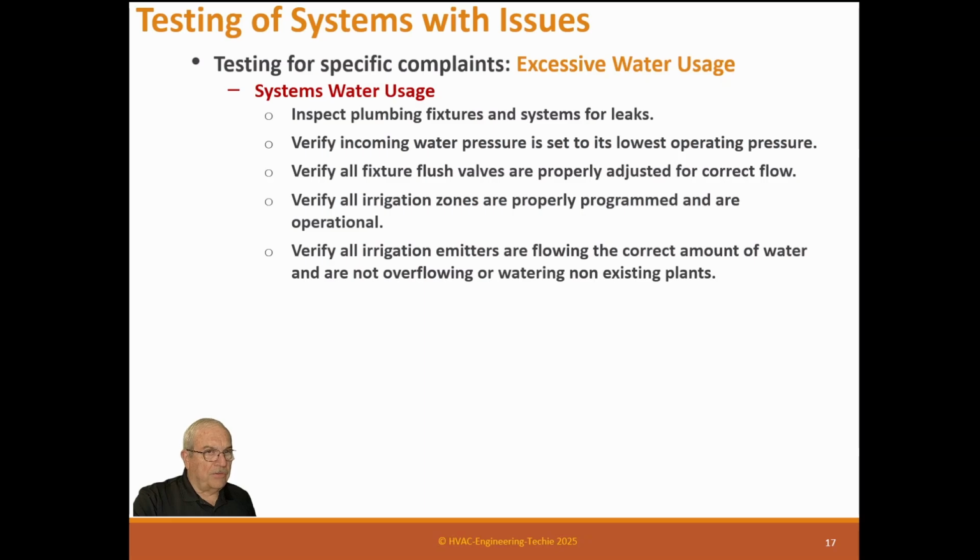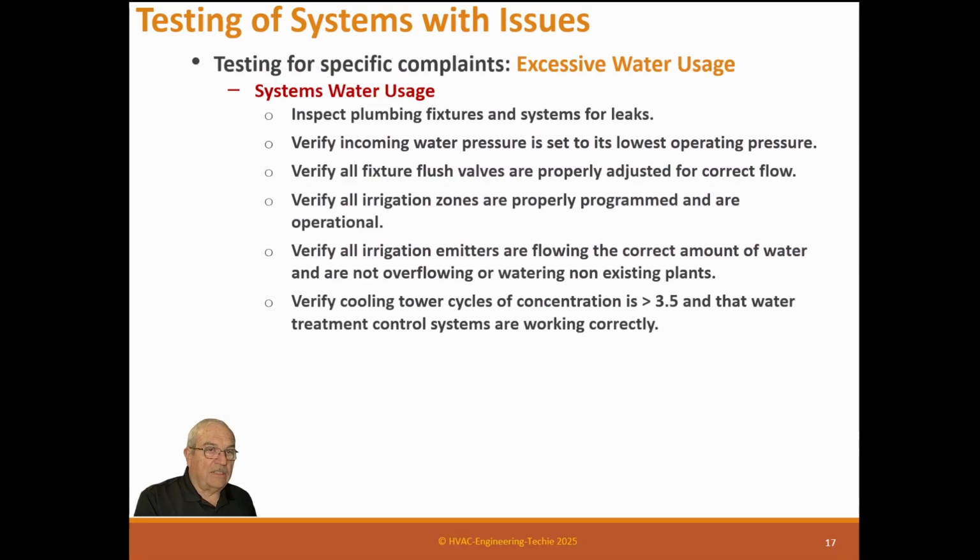Verify all irrigation emitters are flowing the correct amount of water and are not overflowing or watering non-existing plants. What happens is the architect designs a landscape and he says, this is the kind of plant I want to use here, and it needs 2 gallons of water a day, and here's the right emitter, on down the line. Well, 5 years later, that plant died, they ripped it out, never bothered to plant anything, and didn't plug the emitter. So the emitter is still watering the empty hole. And that happens all the time. Or else they plant a different plant in there that doesn't need 2 gallons. It needs 1 gallon of water. So it's not as easy as it sounds, but I guarantee you that over time, they're not working correctly.